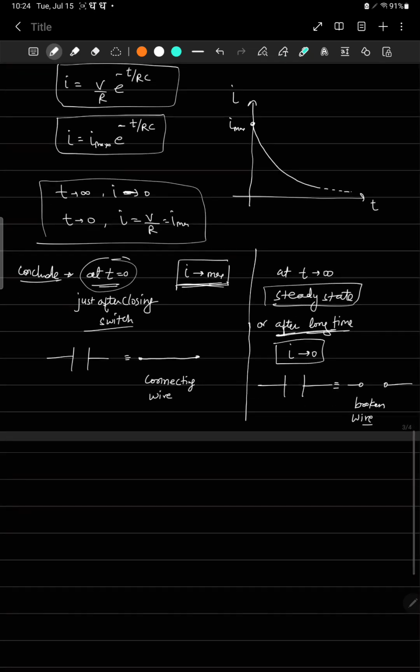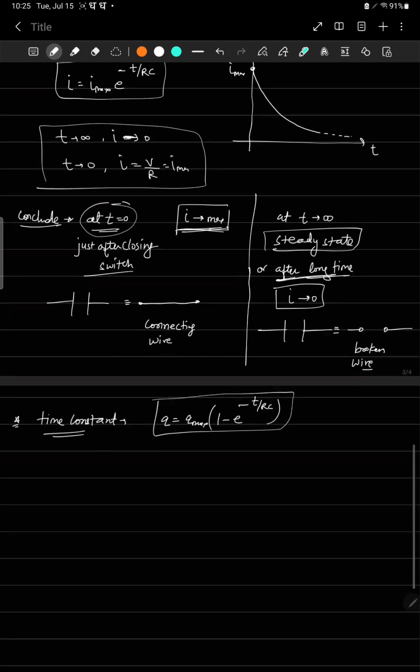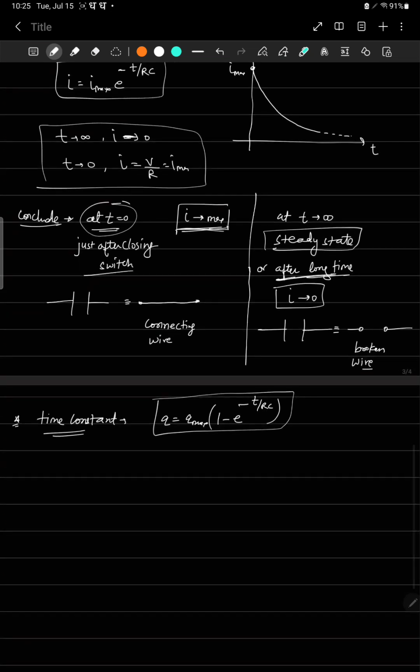There's one more important thing: the time constant. The charge expression we see is q equal to q max (1 minus e to the power minus t by RC). Now if we talk about the dimensional formula, if I ask you what the dimensions of RC are, and you know the dimension formula and its application, you can clearly say that the exponential function is dimensionless. That is why t by RC should be dimensionless.